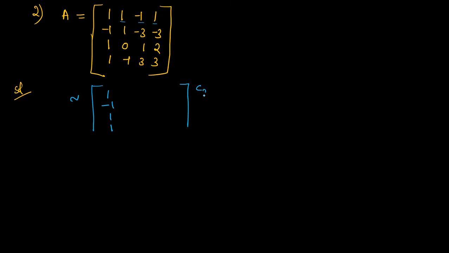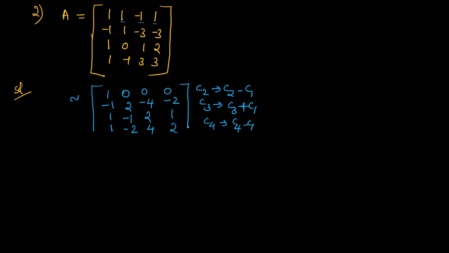Use the column transformation. C2 gives C2 minus C1. So second column becomes 0, 2, minus 1, minus 2. Next use the column transformation. C3 gives C3 plus C1. Therefore third column becomes 0, minus 4, 2, 4. Use the column transformation. C4 gives C4 minus C1. Fourth column becomes 0, minus 2, 1, 2.